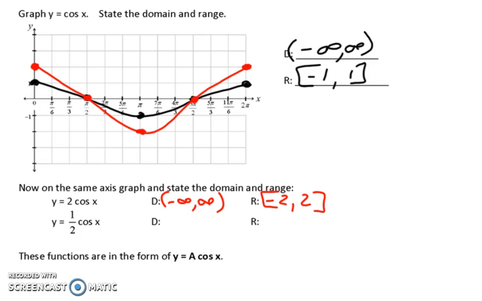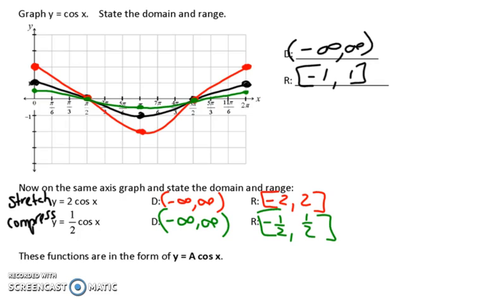Pause the video now. Take a moment, graph 1/2 cosine x, and press play when you're ready to continue. Okay, notice again how the red 2 cosine x is a stretch, and the green 1/2 cosine x is a compression. So the domains don't change, but the ranges are altered.